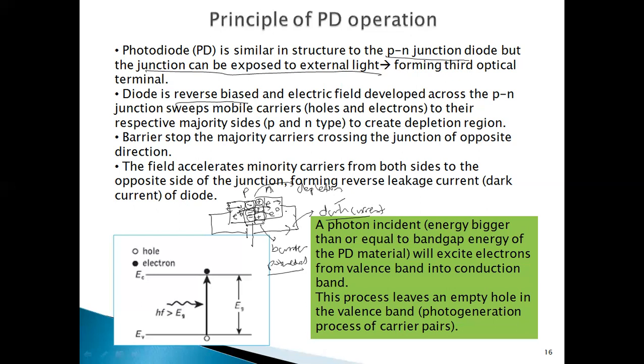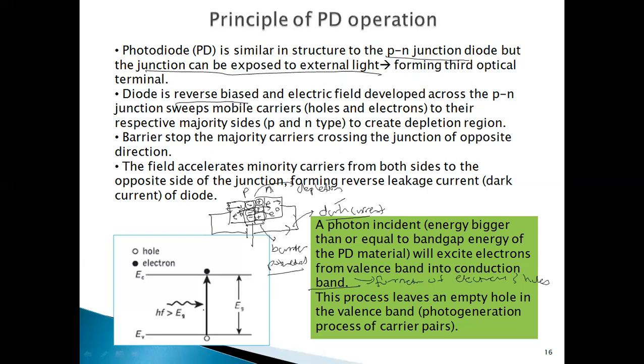So that should be the case of the PN junction of the photodiode. A photon incidence, which needs to have energy bigger than or equal to the bandgap energy of the material, will excite the electrons from the valence band into the conduction band. This is a case whereby carriers are said to form, with a formation of electrons and holes as a result of the incidence of these photons.